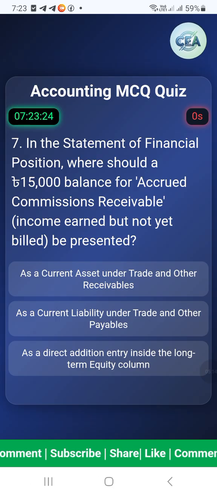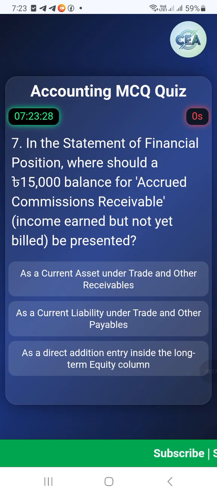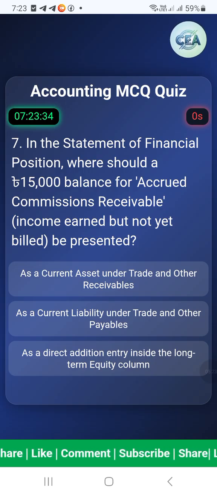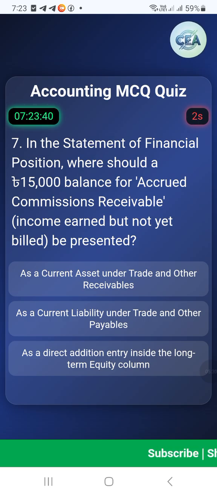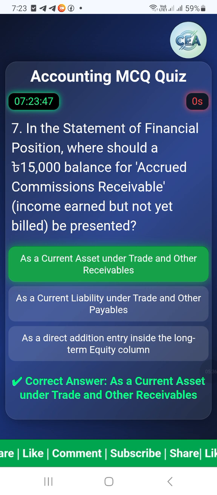Option 1. As a current asset under trade and other receivables. Option 2. As a current liability under trade and other payables. Option 3. As a direct addition entry inside the long-term equity column. Correct answer is as a current asset under trade and other receivables.